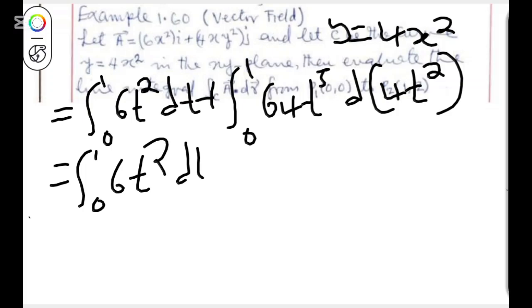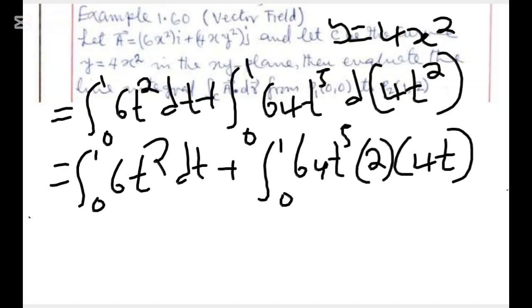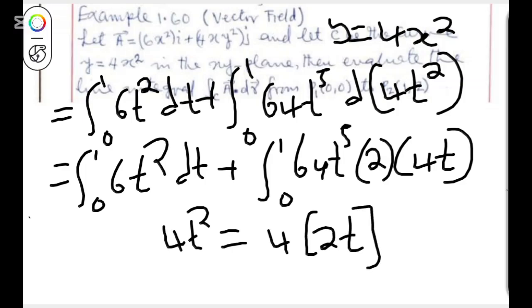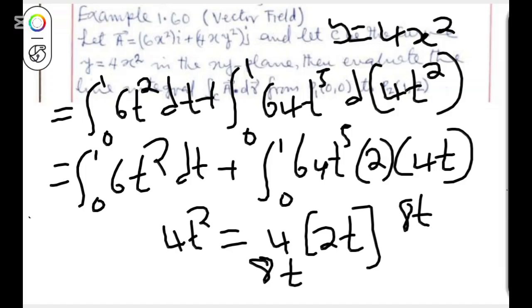Therefore, this should now become the integral from 0 to 1 of 6t squared dt plus the integral from 0 to 1 of 64t power 5 multiplied by, if I differentiate this, 4t squared, which is 4 into 2t, so 8t. And also this 2 multiplied by 4t is the same thing as 8t. So it is all the same thing.